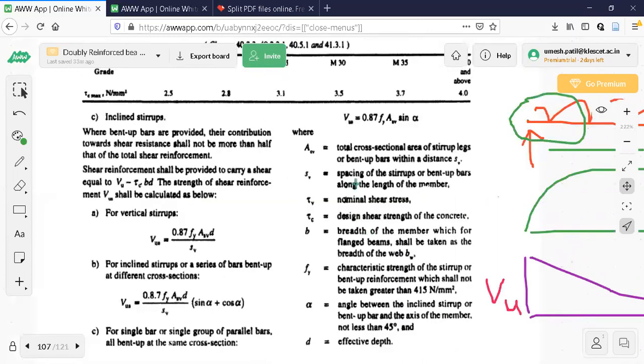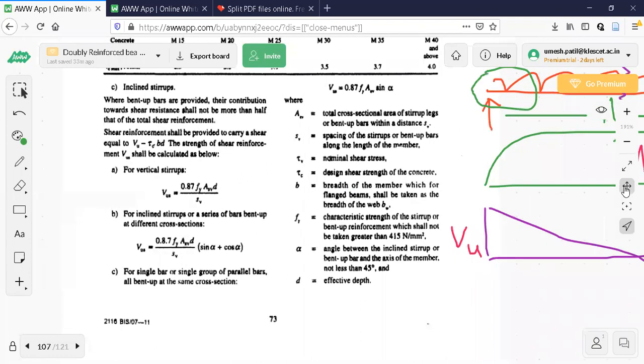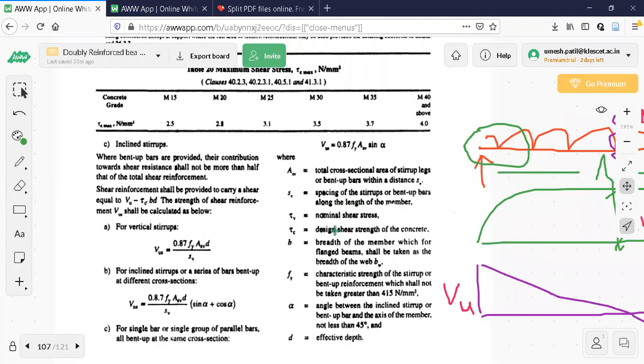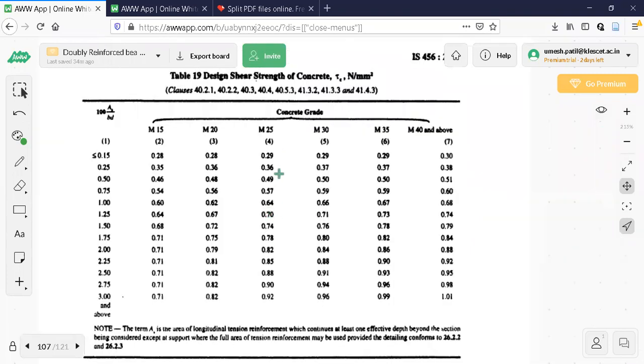I have opened 73. Can you see this? Yes, sir. Okay. Now observe here. Observe this one. Unless I solve one full problem, everything will not be clear. But anyway, just try to understand. See here, observe this.